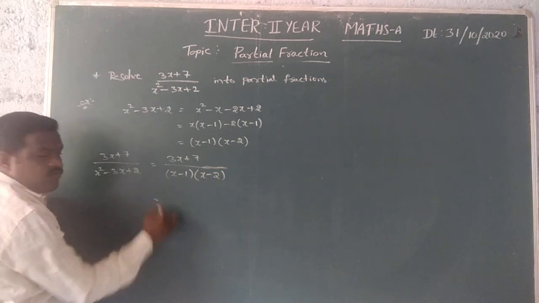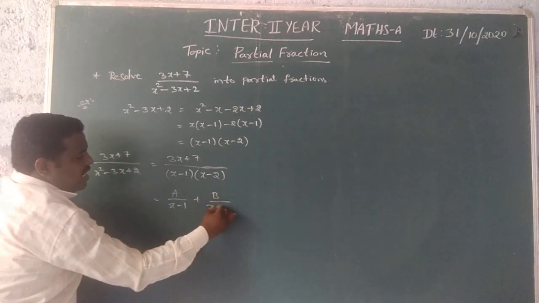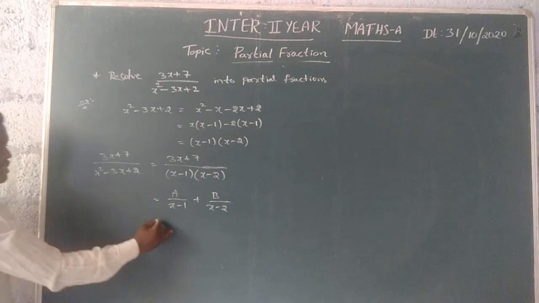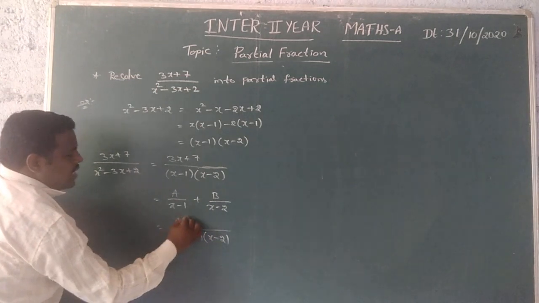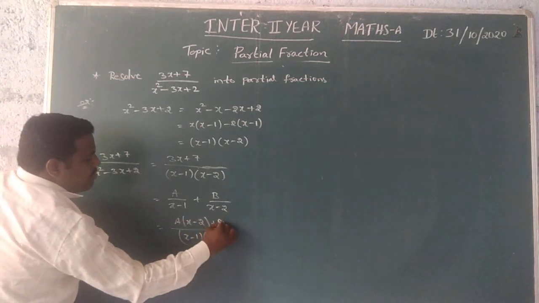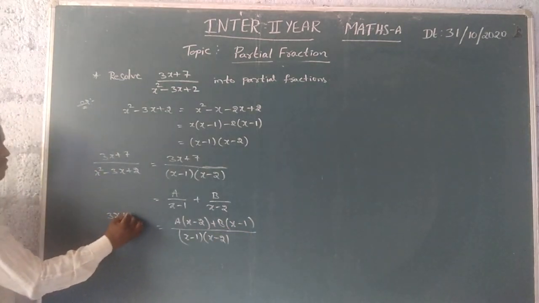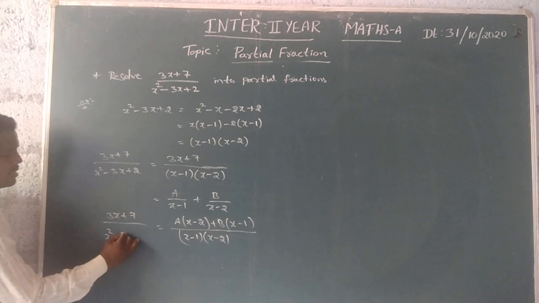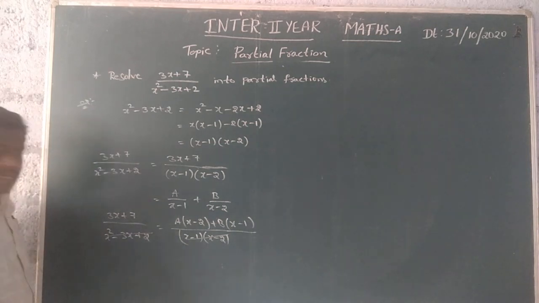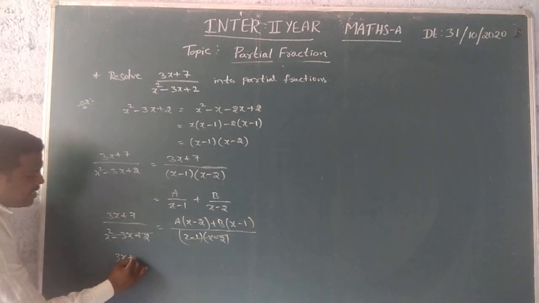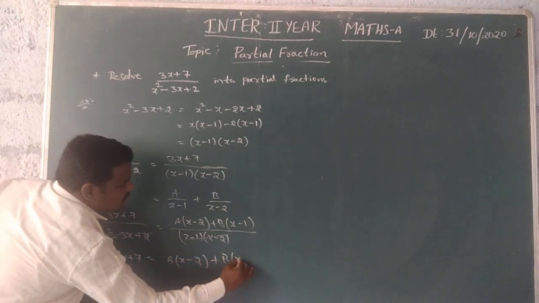So what is the partial fractions form? A by x minus 1 plus B by x minus 2. On the right side, the LCM is x minus 1 of x minus 2. So the numerators are A of x minus 2 plus B of x minus 1. On the left side, we have 3x plus 7 by x square minus 3x plus 2. On both sides the denominators are the same, so both get cancelled. So the numerators give 3x plus 7 is equal to A of x minus 2 plus B of x minus 1.